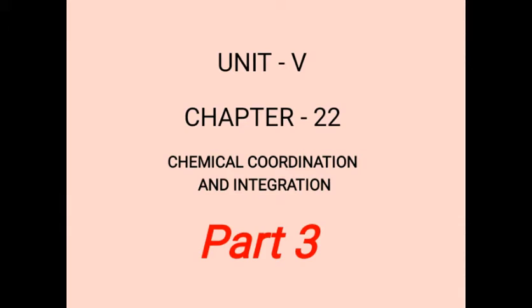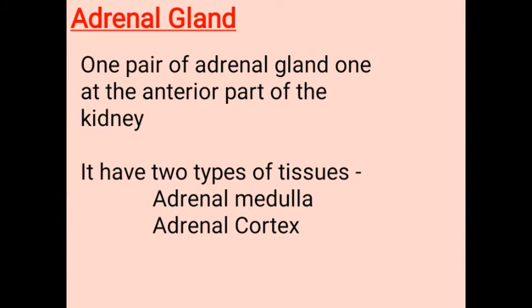Today we are going to study part 3 of chapter 22, Chemical Coordination and Integration. In our previous part 1 and part 2, we studied the glands, the human endocrine system, the hypothalamus, the pituitary gland, the pineal gland, thyroid gland, parathyroid gland, and the thymus. Today we are going to start with the adrenal gland.